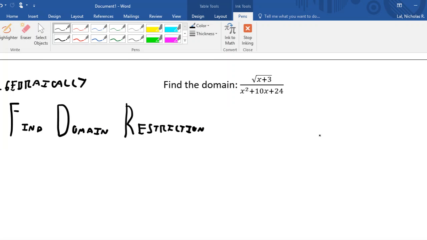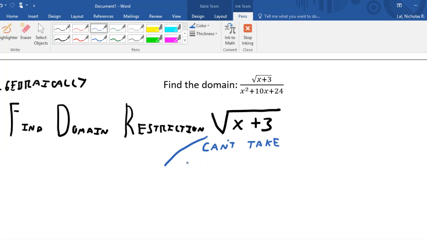So the square root of x plus 3, you can't take the square root of a negative. The square root of x plus 3, you cannot take the square root of a negative. So from the square root of x plus 3, you can't take an even root of a negative.